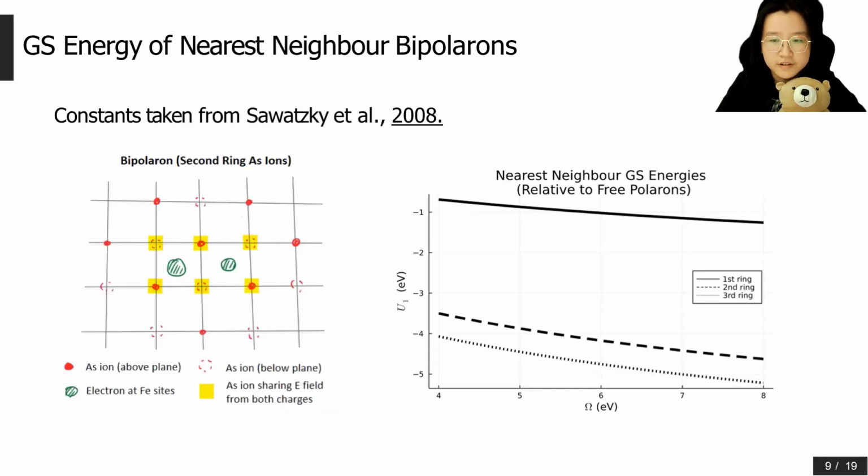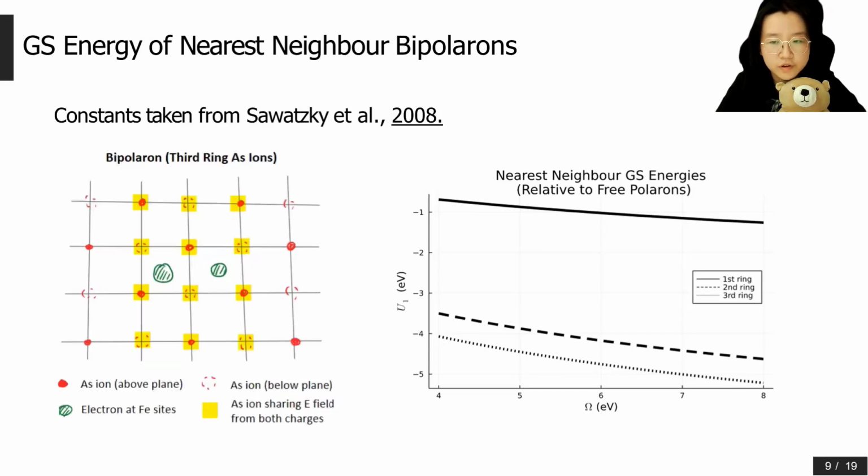Going further and allowing each of these electrons to induce dipole moments in arsenic up to the second ring, we obtain many more shared charges and a much more attractive interaction, shown by this dashed line, with more than 4 electron volts of energy advantage for the bipolaron to form.